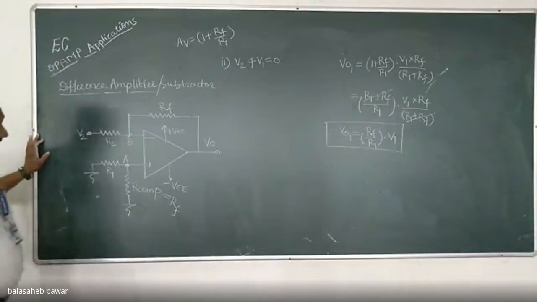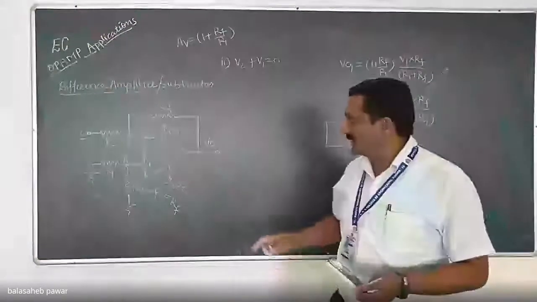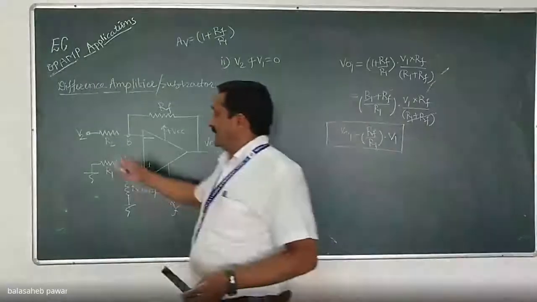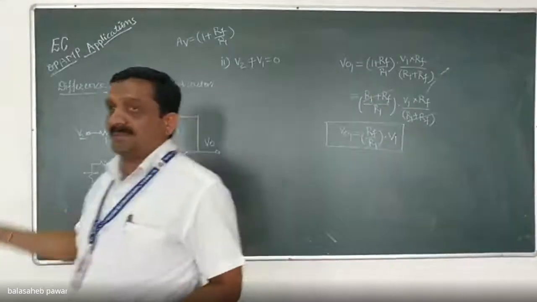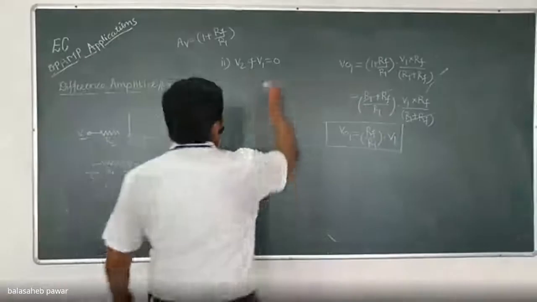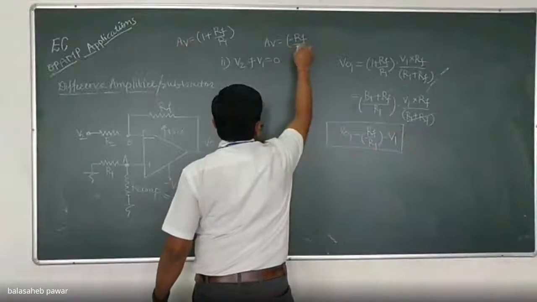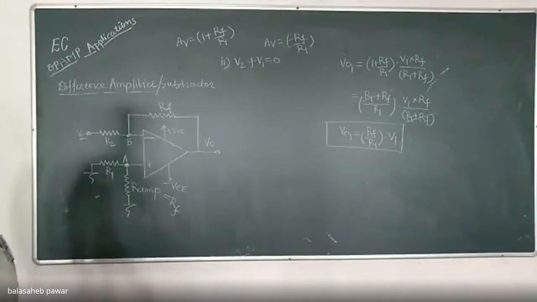Now looking at this circuitry, again it looks somewhat like an inverting amplifier. The non-inverting terminal is grounded through some resistors, but it is at ground potential and input is applied to the inverting terminal only. That's why it is acting as an inverting amplifier. For an inverting amplifier, we are already familiar with the gain. AV equals minus RF by R1. Accordingly, you can determine the output voltage, which we will call VO2.